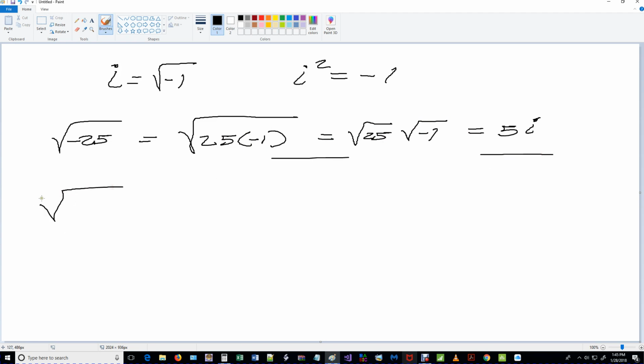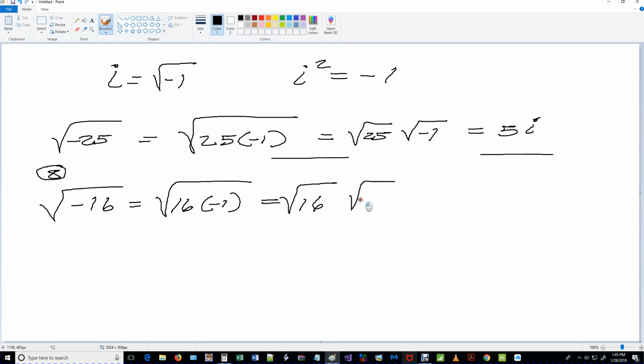Just like, let's say, this is actually number 8, I think. The square root of minus 16. Well, this is the way you do it. Negative 16 is 16 times minus 1. And that gives you the square root of 16 and the square root of minus 1. The square root of 16 is 4. The square root of minus 1 is i. And that's the answer for it.